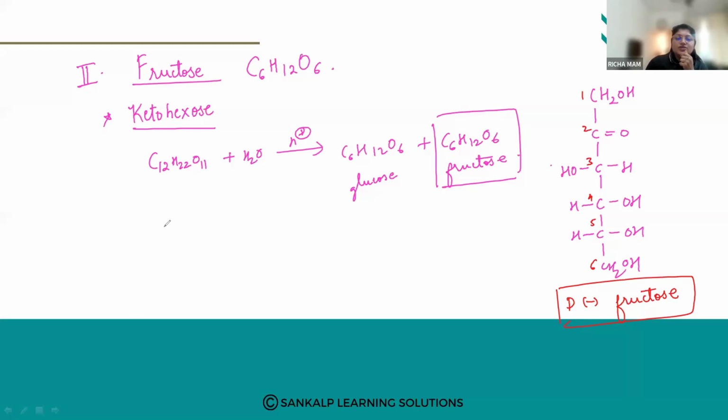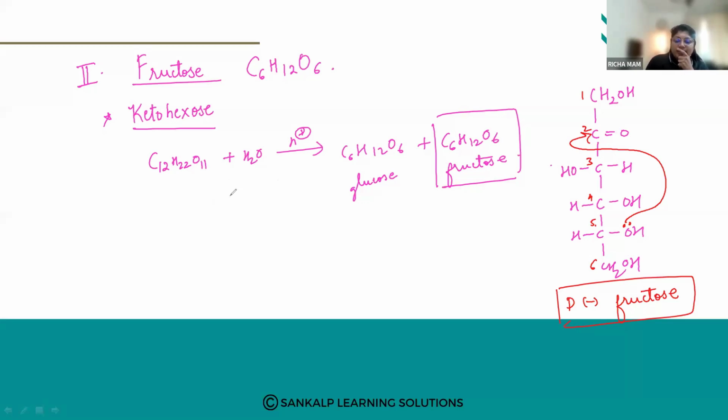Now from this structure of fructose, I can write the hemiacetal structures. Again, the bond is between C5 and C2. How is it formed? It will form a four-membered ring. Sorry, it will form a five-membered ring. Right, it will form a five-membered ring. So let us see.